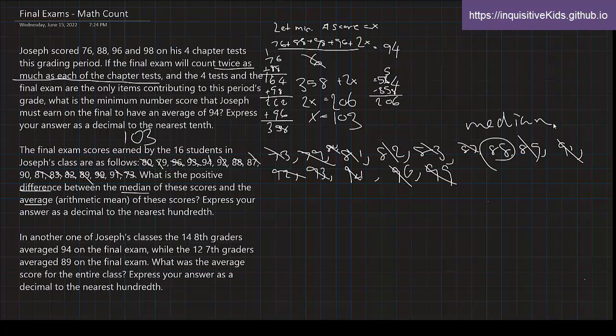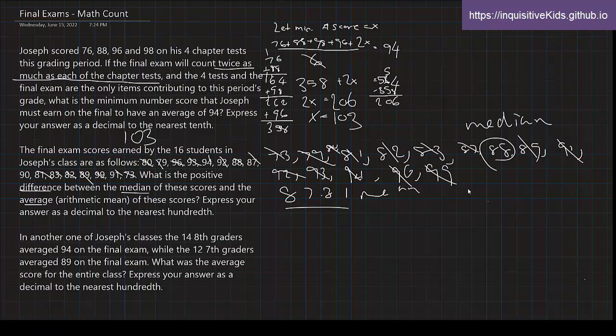Now let's find the mean. Now the mean is basically adding all of these up and dividing it by 16. So you can go ahead and add it and then divide by 16. And rounding to the nearest hundredth, we have 87.31 as our mean.